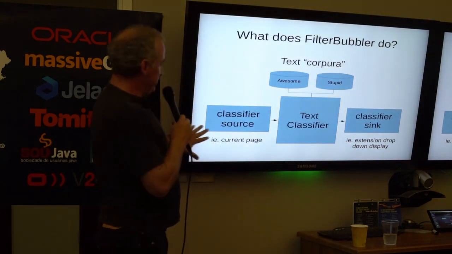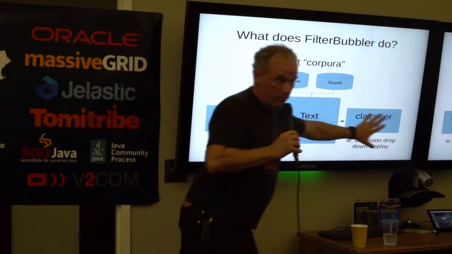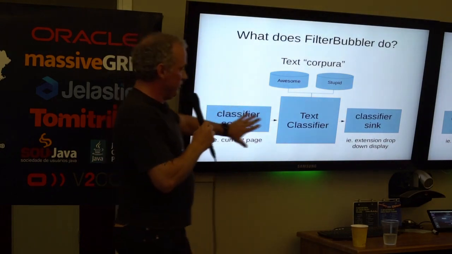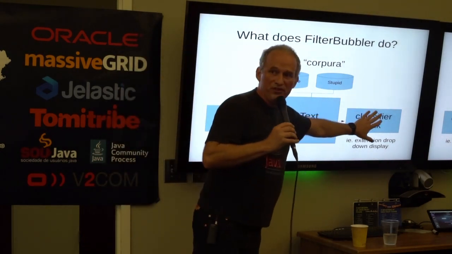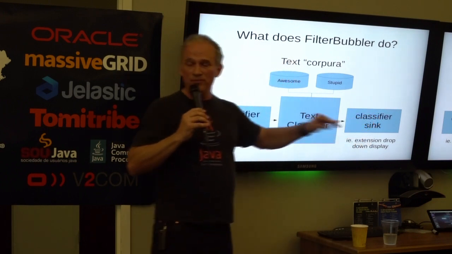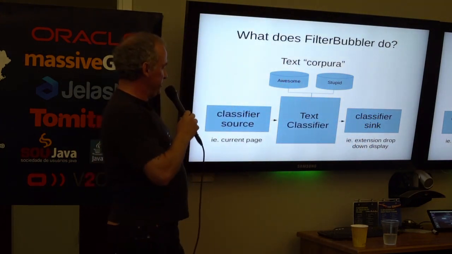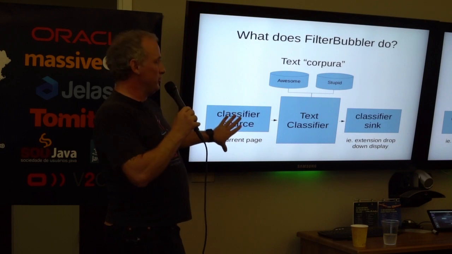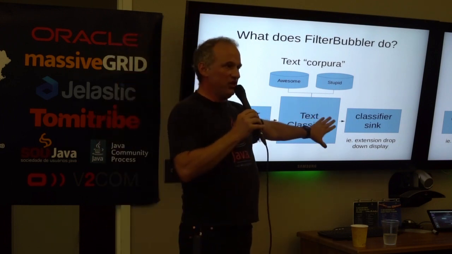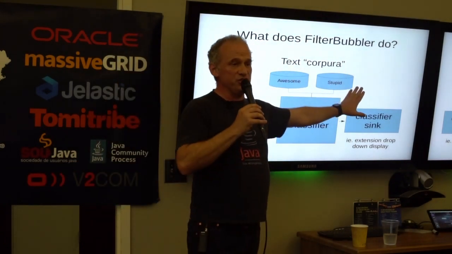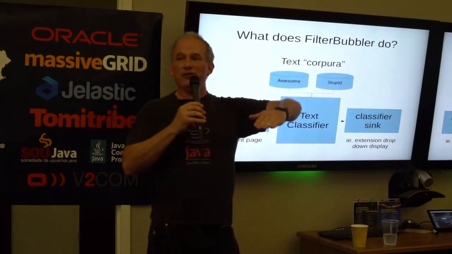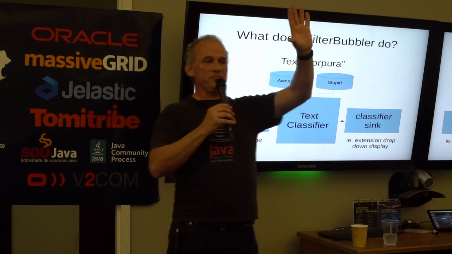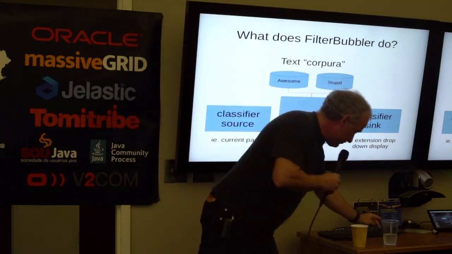And the whole system is pluggable. The source is pluggable, the classifier is pluggable, and the output of the classification is pluggable. So a simple version might look at the page you're currently looking at, pass it through the classifier, compare it to the two corpora, and then make the classification show up in the drop-down menu and say this page is awesome or this page is stupid. But you could do other stuff, right?